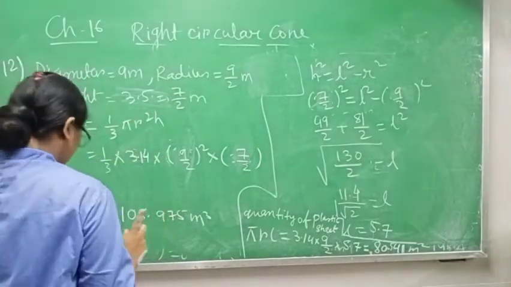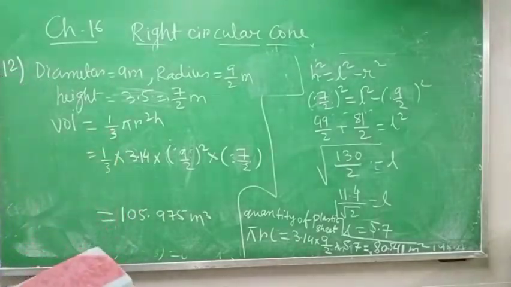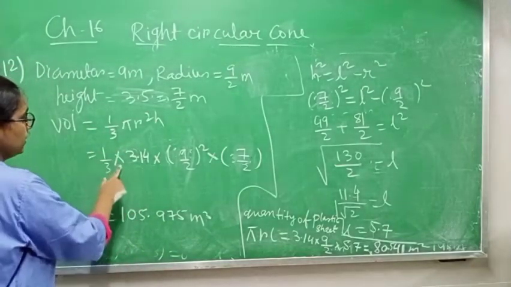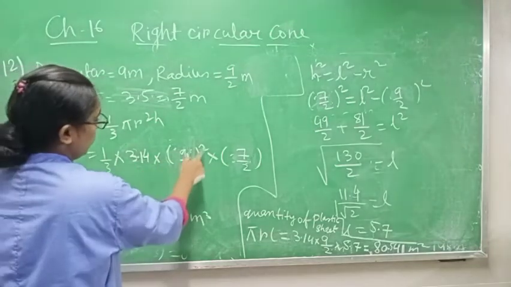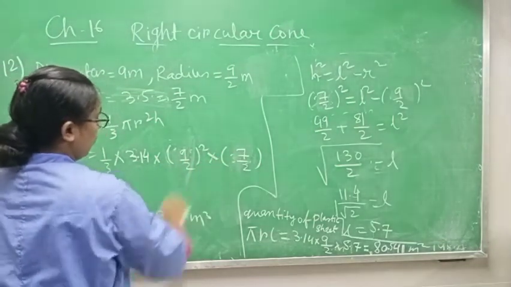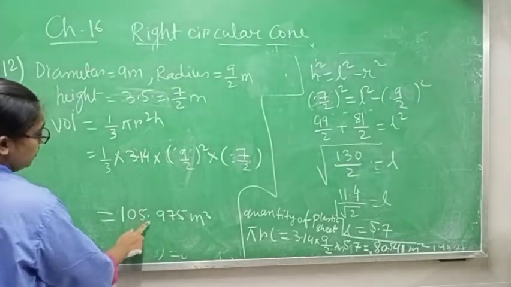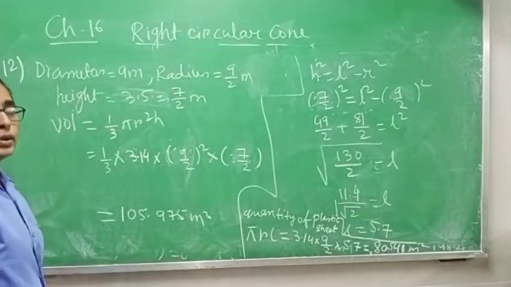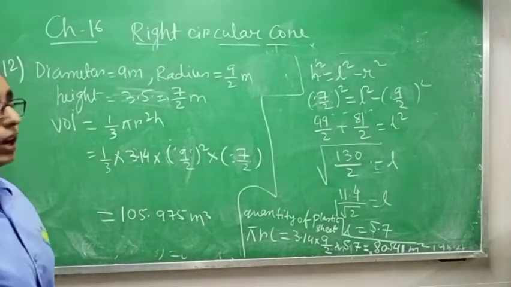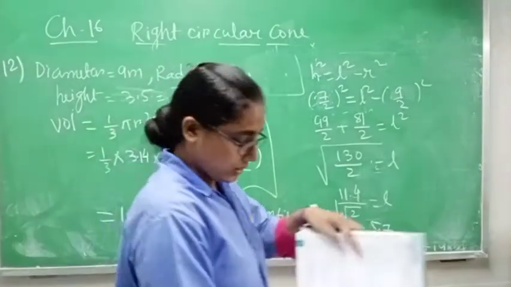Okay, first they are telling to find volume. So volume is 1 by 3 pi r square h, 1 by 3 into 3.14 into 9 by 2 whole square into 7 by 2. Okay, when you will solve this one you will get 105.975 meter cube as a volume. Please solve this one. Okay, you know how to solve it. Now they are asking the second part.